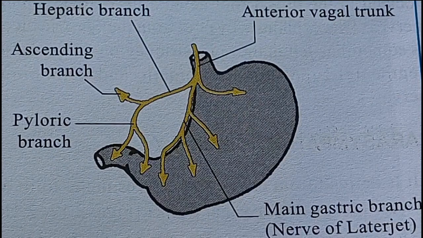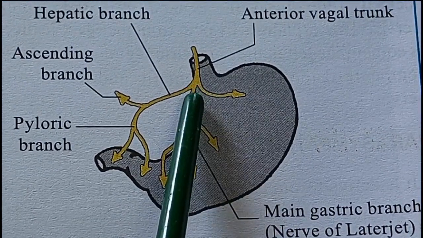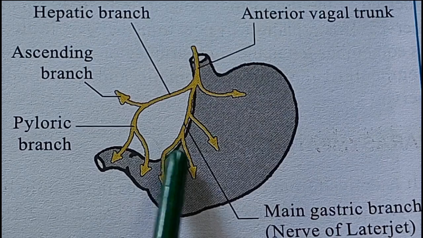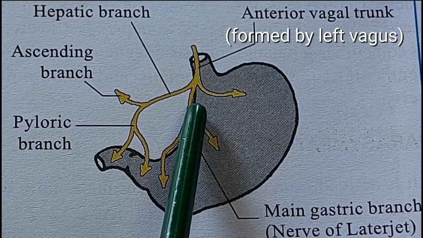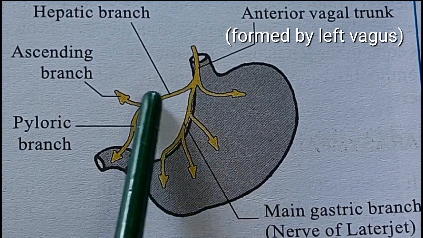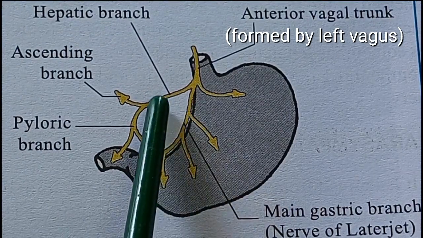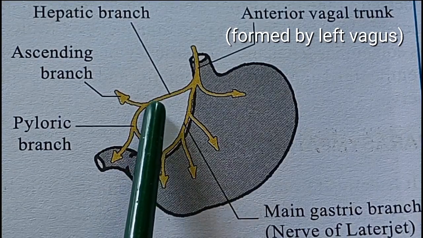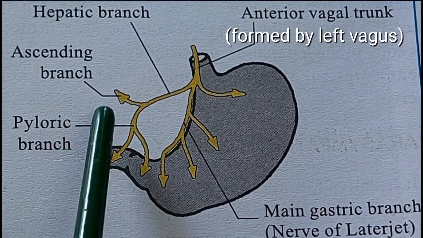Now, the parasympathetic nerve supply of the stomach is derived from both vagus nerves in the form of the anterior and posterior vagal trunks. The anterior vagal trunk, after entering the abdominal cavity, divides into a hepatic branch and a gastric branch. The hepatic branch passes towards the porta hepatis. Here it divides into ascending and descending branches.